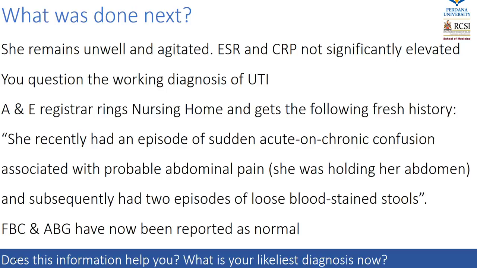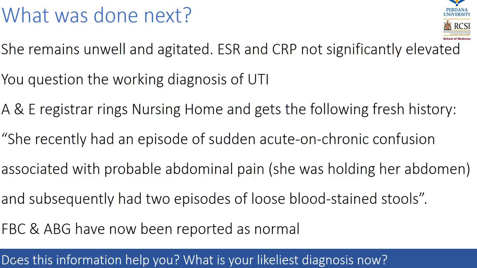The registrar at A&E takes the initiative and rings the nursing home for further information, and this is what he is told. She recently had an episode of sudden acute and chronic confusion, given that she has a background of chronic confusion, associated with probable abdominal pain. This is all worked out by inference. She's unable to give a history, but they note that she was holding her abdomen, and subsequently she had 2 episodes of loose blood-stained stools.